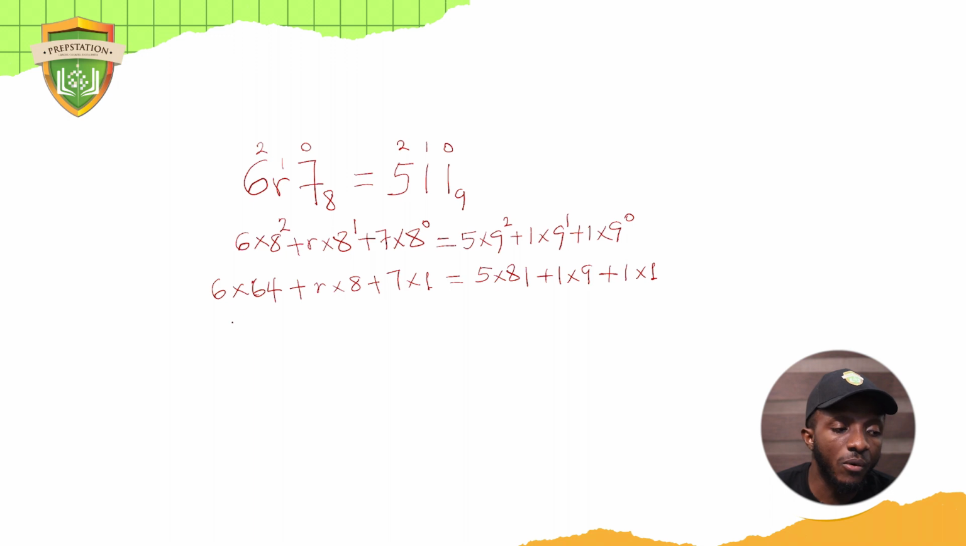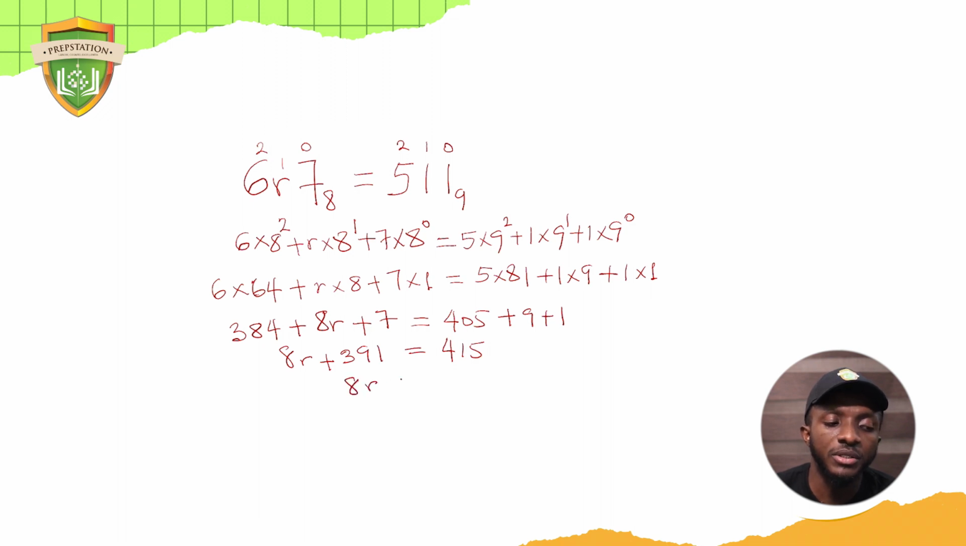Okay, let's go. 6 times 64 is 384. R times 8 is 8R. And 7 times 1 is 7. To give you 405, which is 5 times 81, plus 9, plus 1. Now, if you add these two, so we have 8R plus 391 equals 415. That's just simple mathematics.